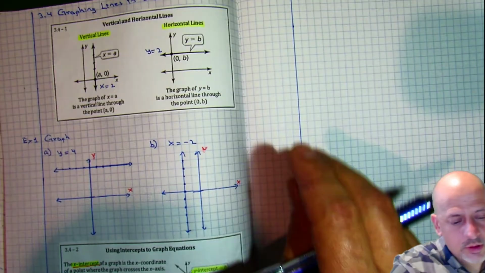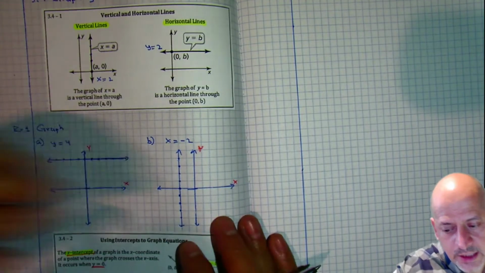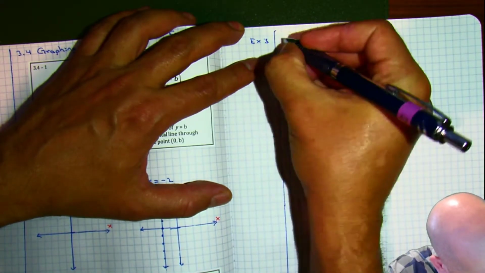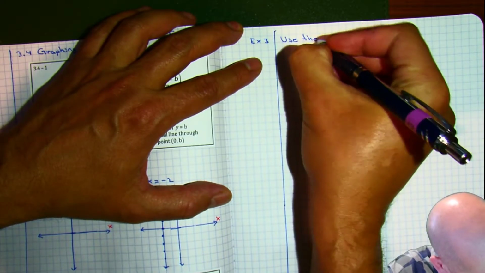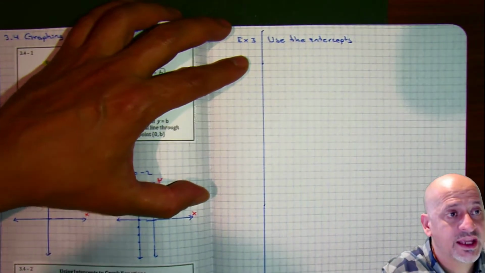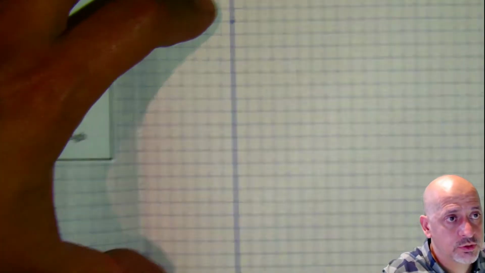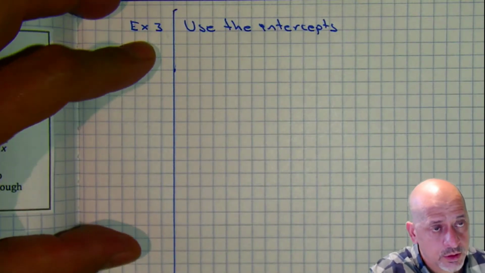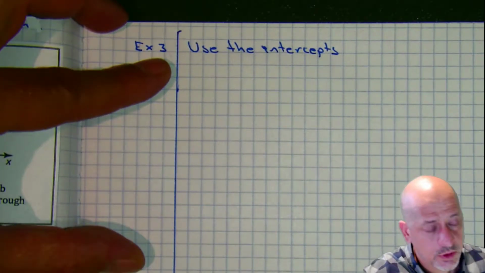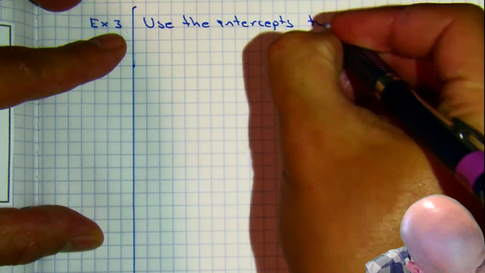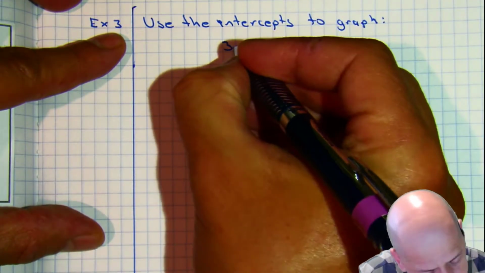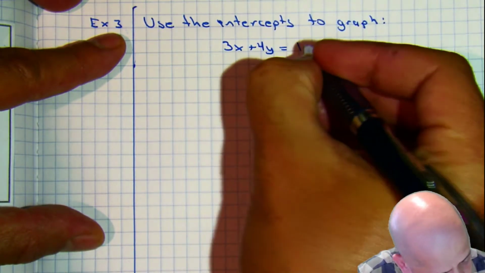And we're going to write down example number 3. Use the intercepts to graph the equation. So we're going to use the x-intercepts and the y-intercepts to graph the equation. So use the intercepts to graph, and we have the equation is 3x plus 4y equal to 12.